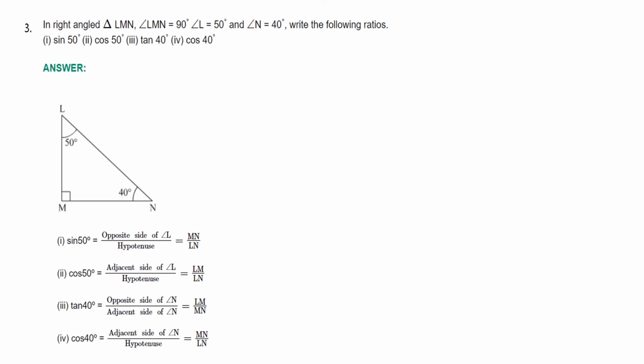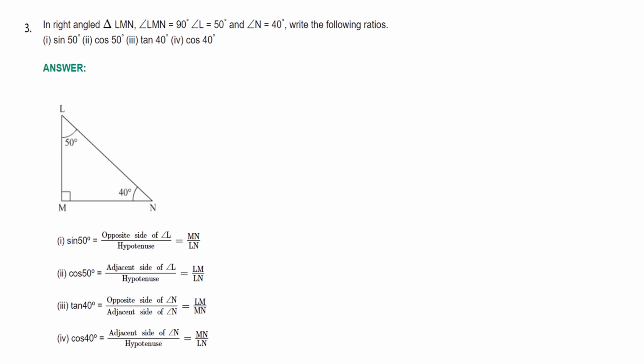Now coming to the next one, cos 50 degrees. Here angle L is the one containing the measure 50 degrees. Cos 50 degrees is equal to adjacent side of angle L upon hypotenuse. Look at the figure. We already know that opposite side of angle L is MN and hypotenuse is LN. So the remaining side will be LM, which is the adjacent side of angle L. Hypotenuse is LN. So cos 50 degrees is equal to LM upon LN.